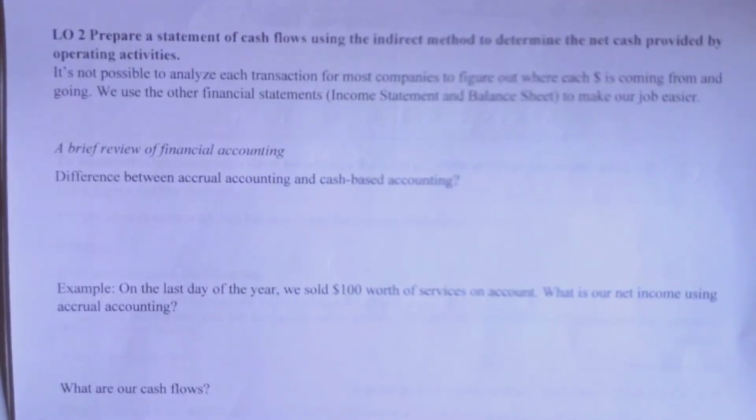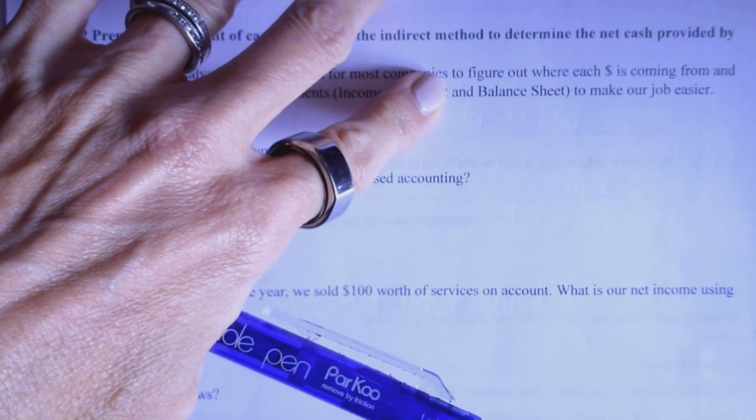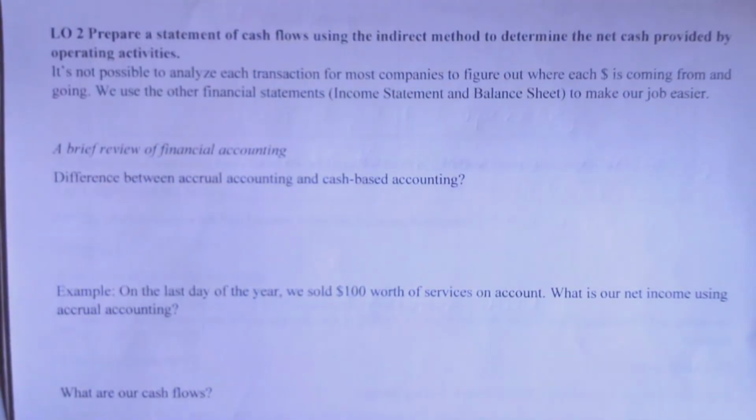Okay, so we're going to prepare a statement of cash flows, and you can't analyze every transaction like we did on Wednesday, right? We can't go through every transaction for every company. That would take forever. So we're going to use the statements that we already prepared, the income statement and the balance sheet, and use those to create the statement of cash flows. In order to do that, I just wanted to remind you about a couple of things financial accounting wise, so you remember what's on the balance sheet and the income statement.